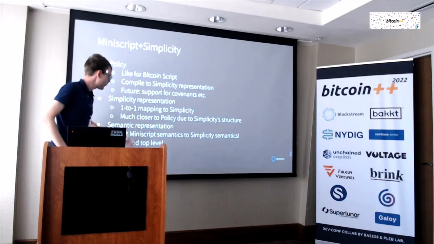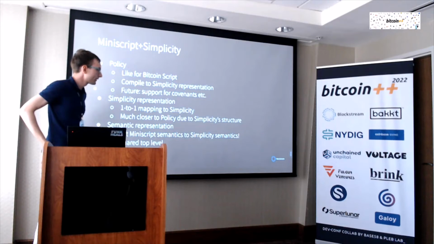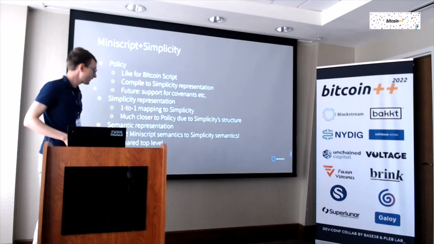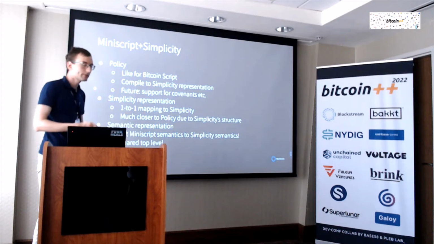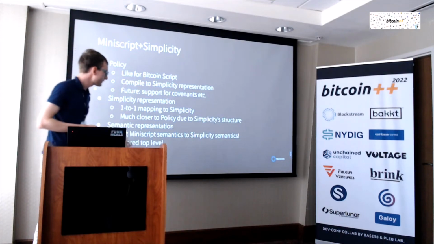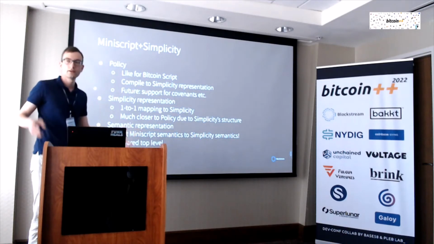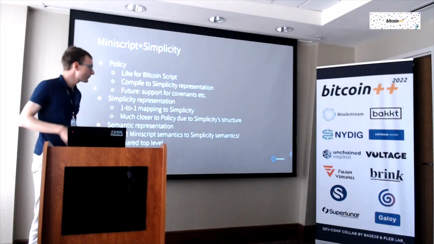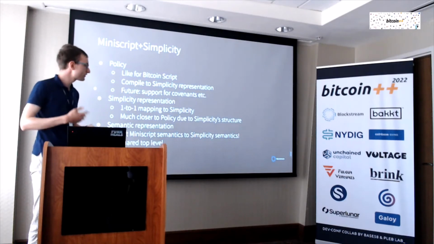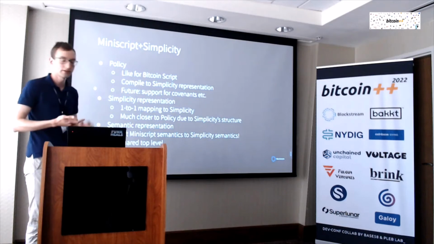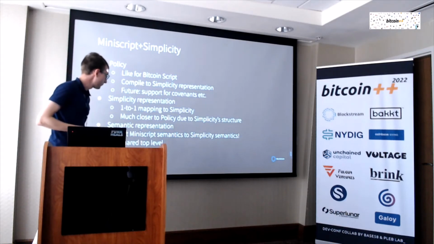And the semantic representation is also interesting, because what we can do is we can lift the Miniscript semantics to the simplicity semantics. So we have a Miniscript policy. We can compute what its semantics are, and we can have a simplicity policy, and we can also look up and compute what its semantics are. And then we can combine the two. In this way, we can bridge those worlds and compare if simplicity and Bitcoin script actually have the same spending conditions or not. They share the same top level.